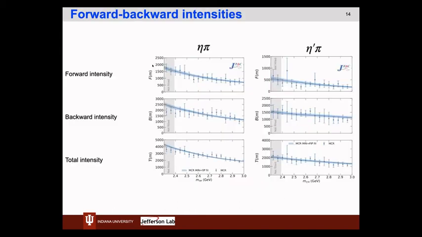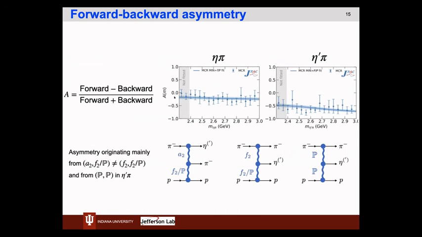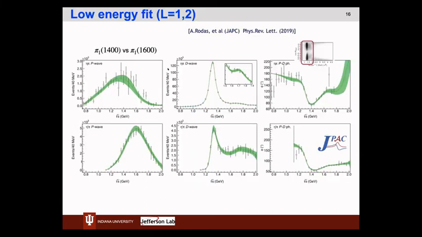So this is the forward and backward intensity, basically the number of events integrated in these forward and backward wings, and you see how it compares with the theoretical prediction based on Regge exchanges, the total intensity, and finally here's the forward-backward asymmetry, which, as I said, is essentially explained by the difference between how the isoscalar and isovector trajectories are coupled to the eta, and also a significant contribution of the Pomeron exchange in the case of eta prime.